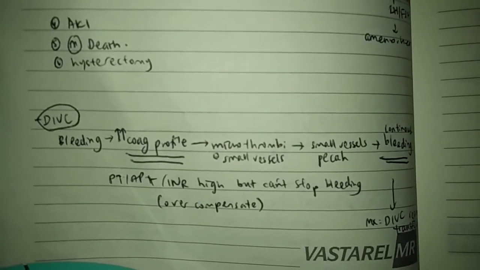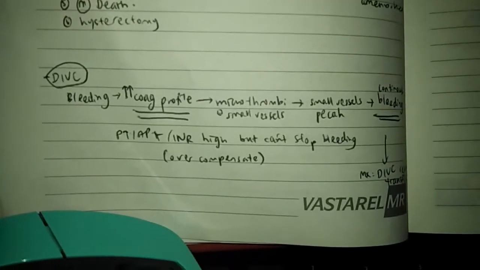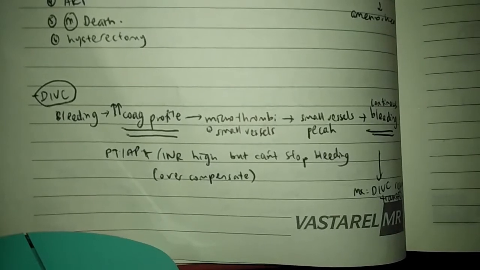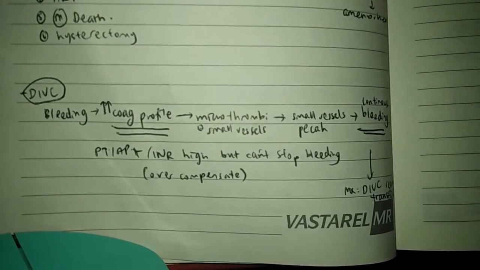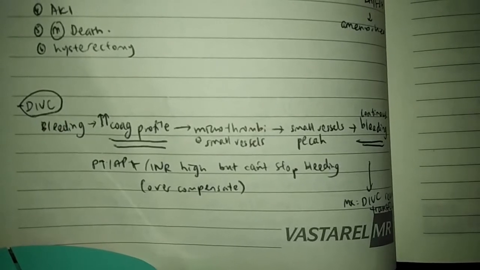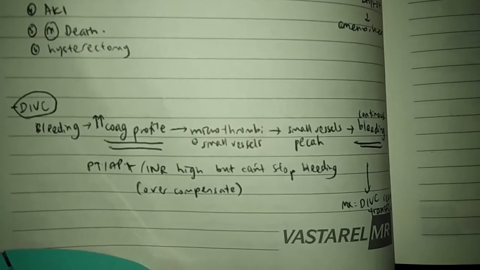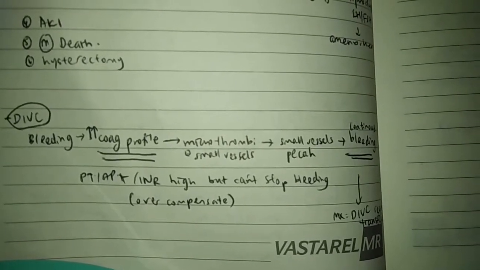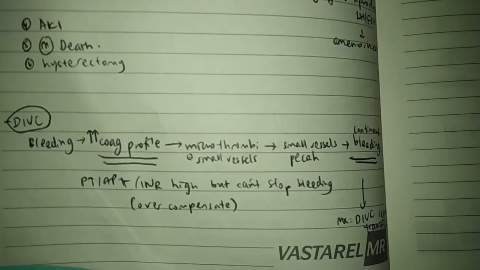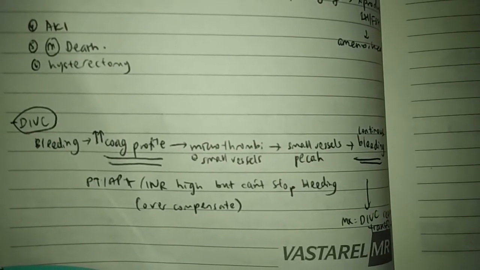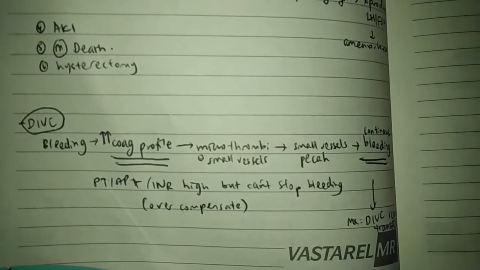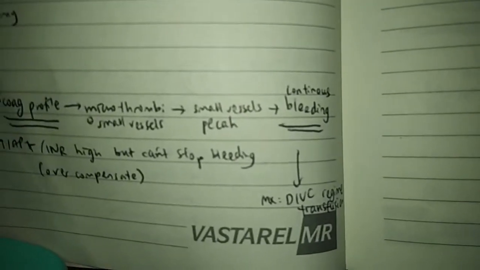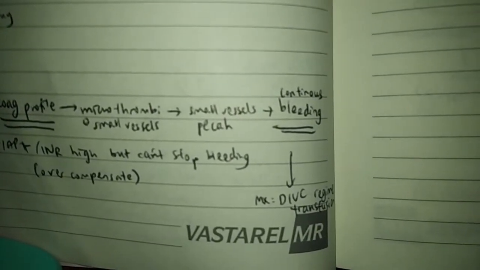This is really important. When there's too much bleeding, there will be overcompensation of the coagulation profile, thus resulting in microthrombi in the small vessels. The small vessels will then rupture, causing continuous bleeding. So in the patient, PT, APTT and INR will be high, but the bleeding can't be stopped. So the management will be the DIVC regime transfusion.